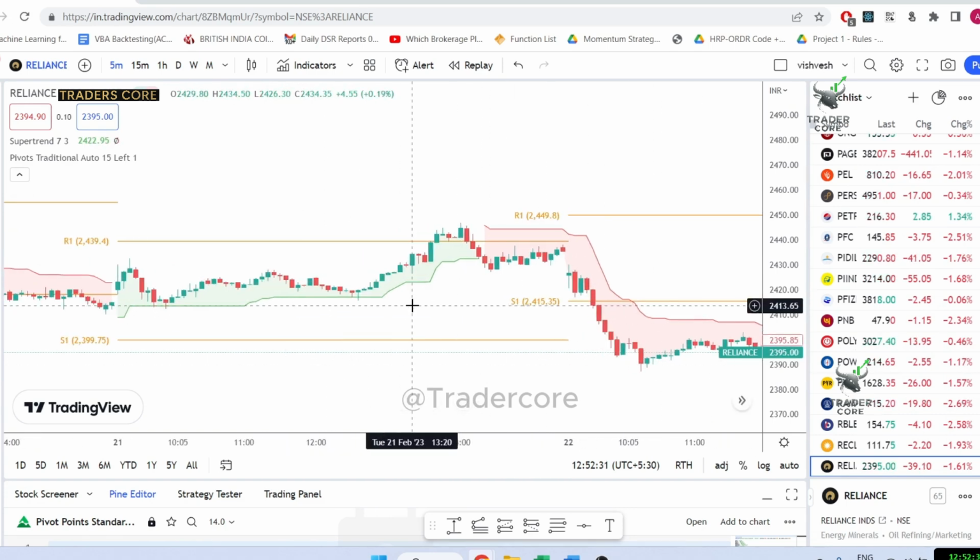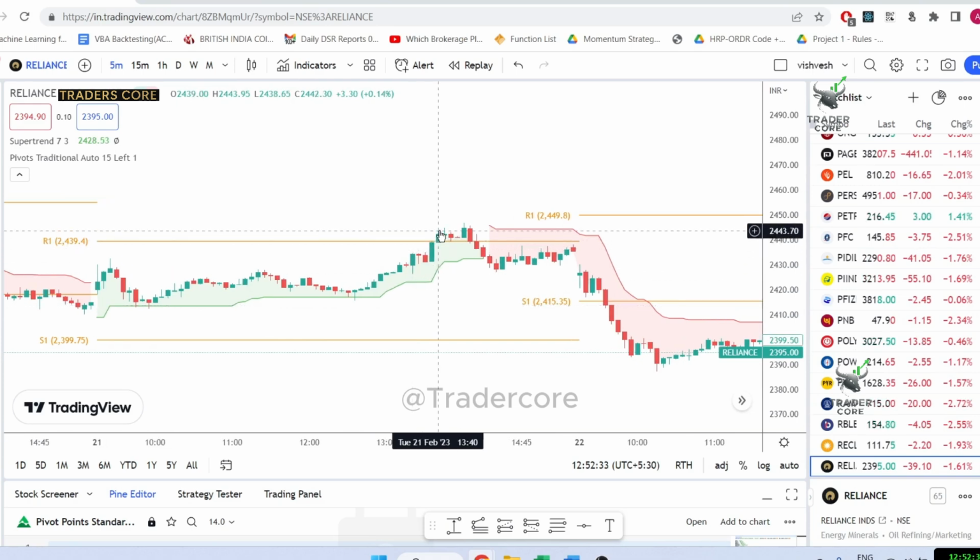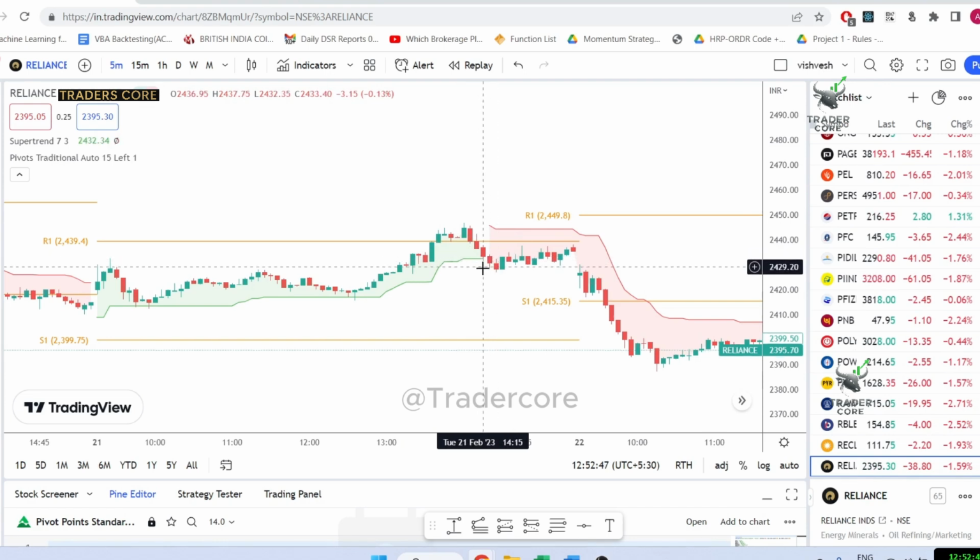If we see the previous day, we would have taken a long entry this time, a buying entry, because this candle went above R1 and closed above R1. That means the resistance has been broken. So we're going to take a buying entry with the Supertrend as my stop loss. And on this red candle, this is where the Supertrend has changed the color. So we will take an exit. So this trade was a loss making trade.